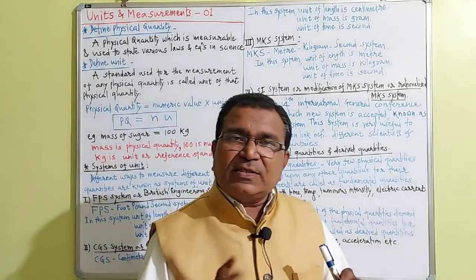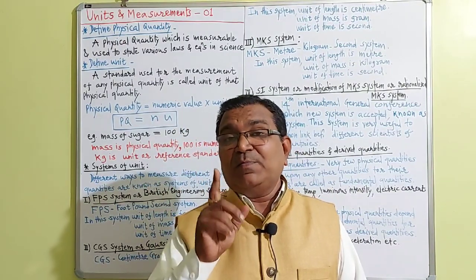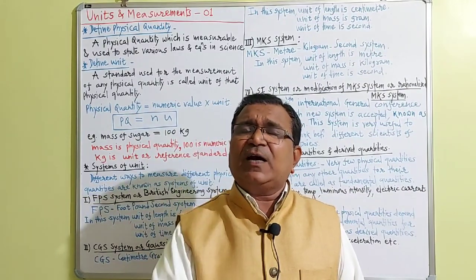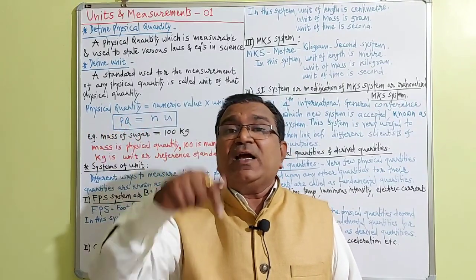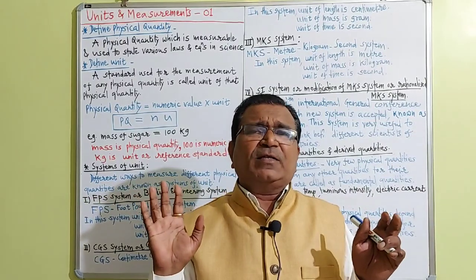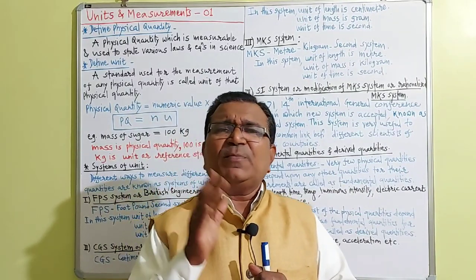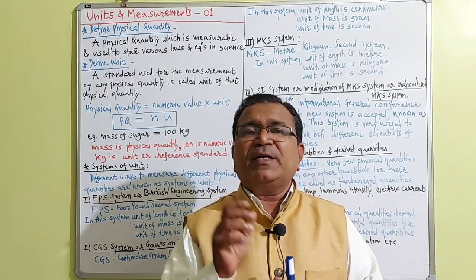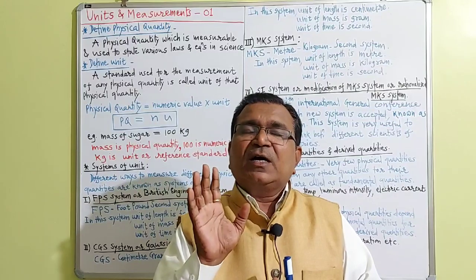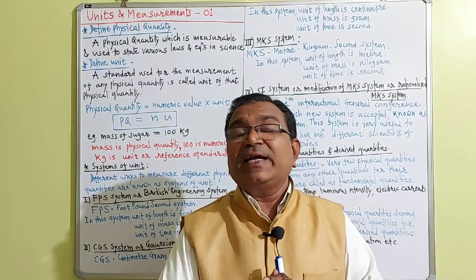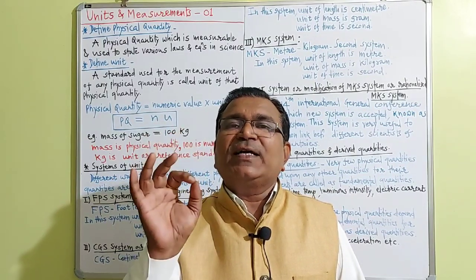After learning all the systems, we have to learn two definitions. Number one, fundamental physical quantities. Remember well, dear students, there are only 7 fundamental physical quantities. These quantities don't depend upon any other physical quantities for their measurement. Suppose mass: mass does not depend upon any other quantity for its measurement. Time does not depend upon any other physical quantity. So the definition of fundamental quantities: very few physical quantities, only 7, which don't depend upon any other physical quantities for their measurement, are called fundamental quantities.